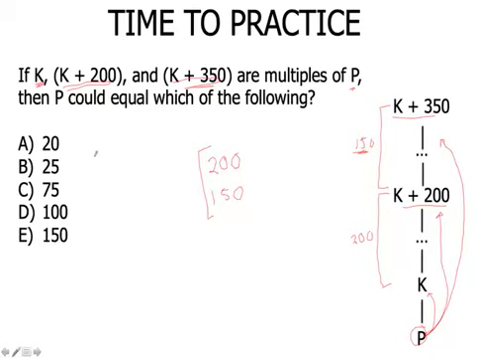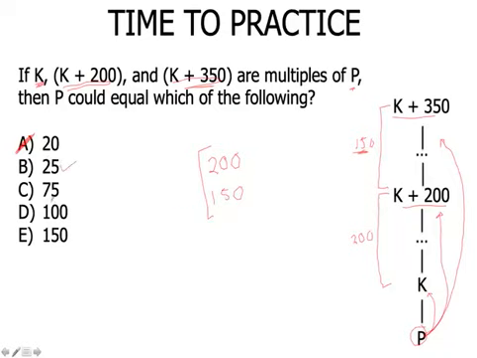So let's run each of these numbers. Okay, is 200 a multiple of 20? Yeah, it is. Is 150 a multiple of 20? Nope, I don't think so. So that's out. Is 200 a multiple of 25? Well, 200 divided by 25 gives me 8. So yes. And is 150 a multiple of 25? Oh, yeah, it is. Look at that. So that one works for both of them.